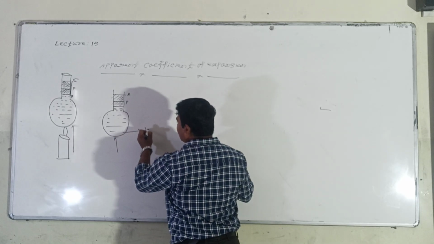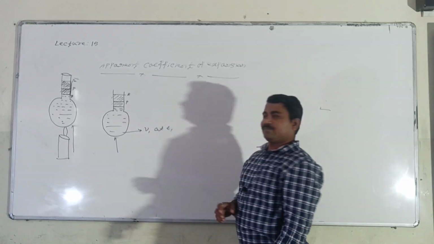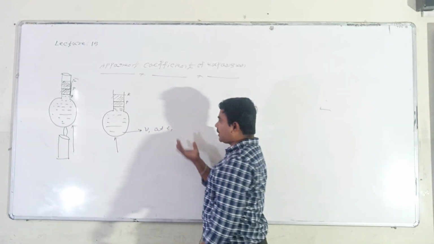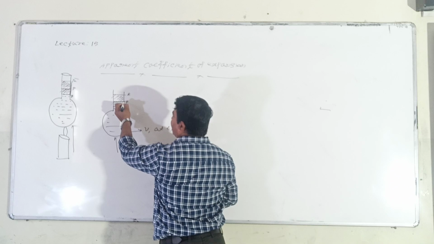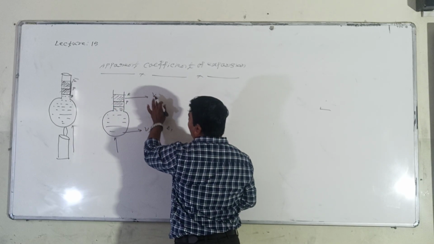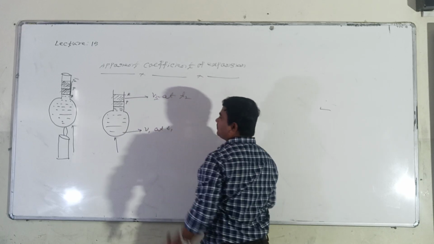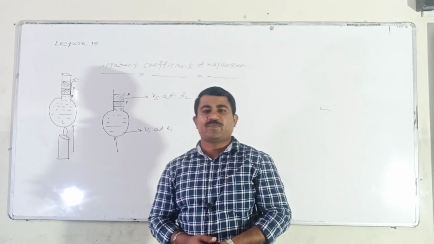Initial volume is represented by V1 at what temperature? At a T1 temperature, right? When temperature increases, from where to where is volume increased? From this point to this point the volume increases. Shall I take here? Volume at what temperature? Volume at the temperature T2, right?